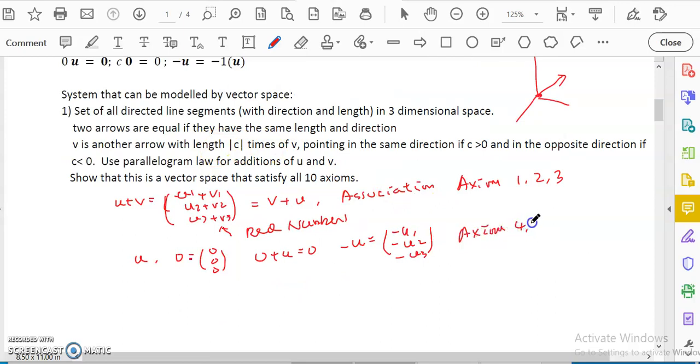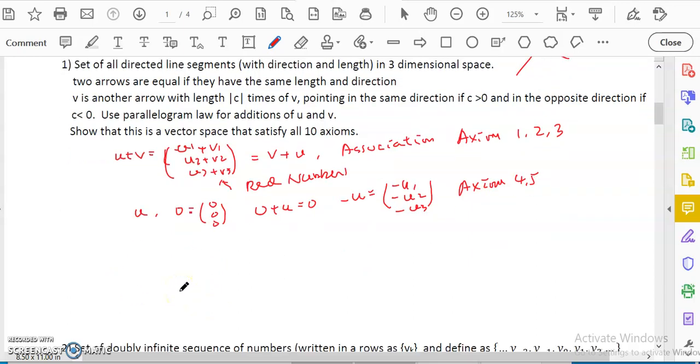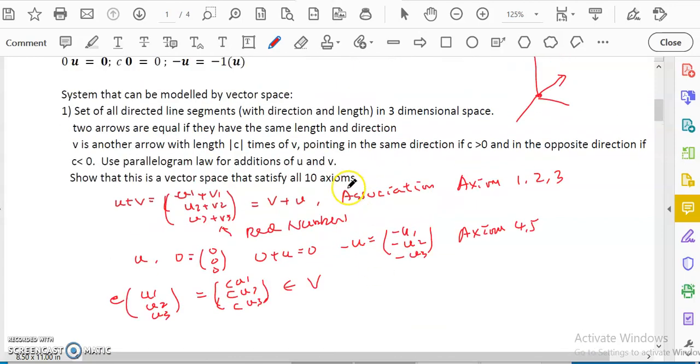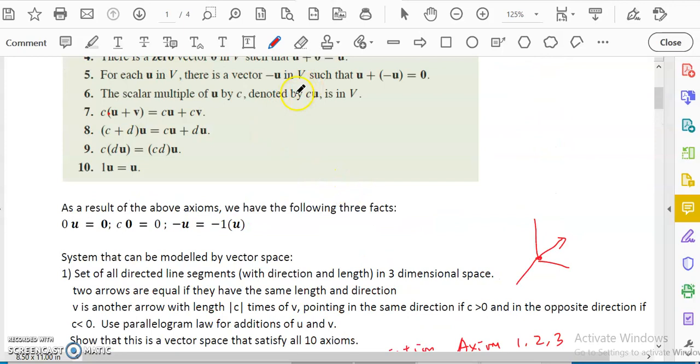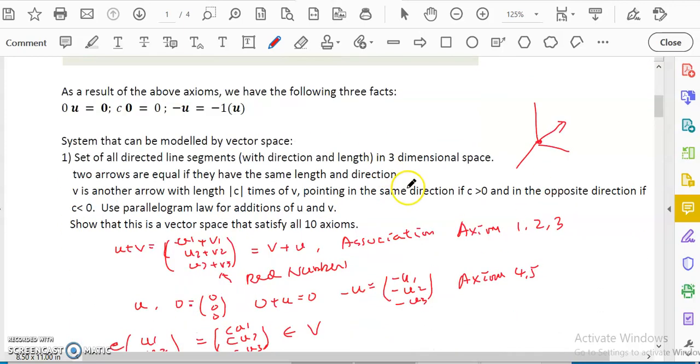So to prove something is a vector space, you just have to go through all of them. Axiom 6: if you have any scalar, let C be a scalar, C times (u1, u2, u3) would just be (Cu1, Cu2, Cu3). After you multiply them, these are still real numbers, so it belongs to V. So it's still in the vector space, because we define it by lengthening the vector. So axiom 6 is satisfied.